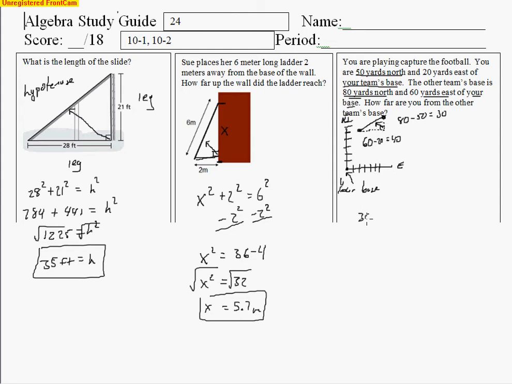So we're going to do 30 squared plus 40 squared equals, we'll call it x squared. And so I'll go ahead and square these numbers. This makes 900 and 1600 equals x squared, which makes 2500 when I add those two together. Taking the square root will cancel out the squared symbol and leave me with 50. So 50 yards is the distance I am from the other team's base.